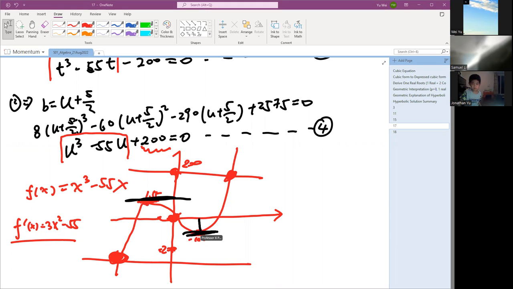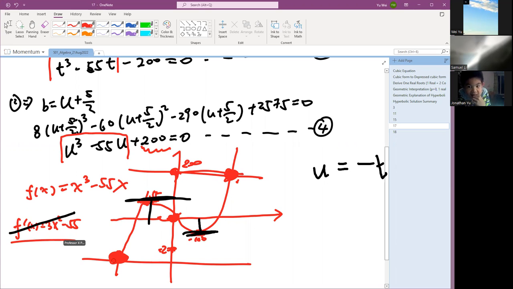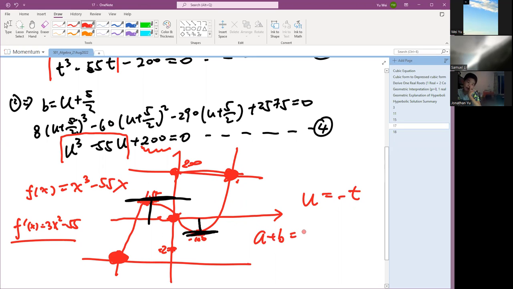I know one thing. This is equal to this distance. So I get u equals negative t. We are done. So now you know if one function is 200 here, negative 200 is here. We know u is negative t. Do you agree with me? If this is the u, this is t. U is negative t, right? So a plus b equals (u plus 5) plus (t plus 5) over 2, right? U and t are negative, canceling each other. It's 15 over 2.